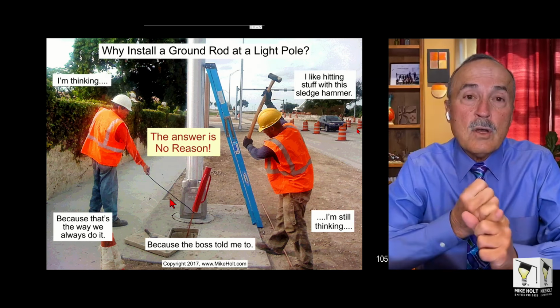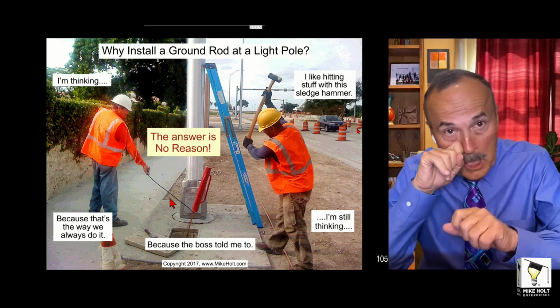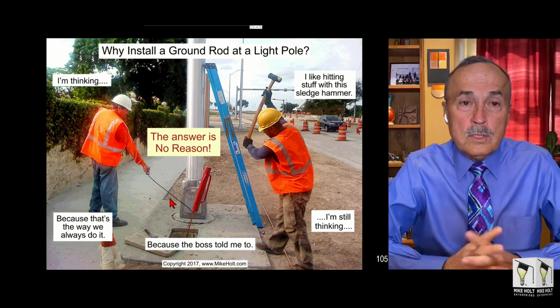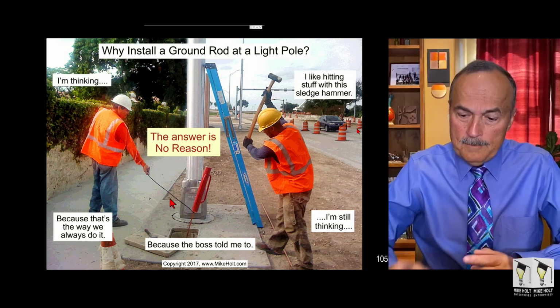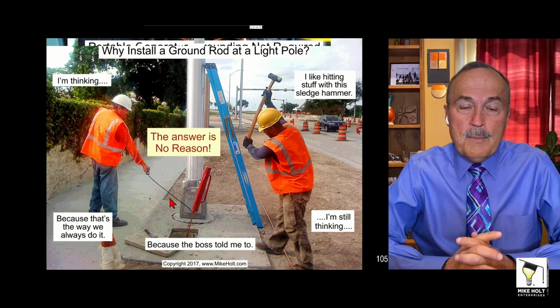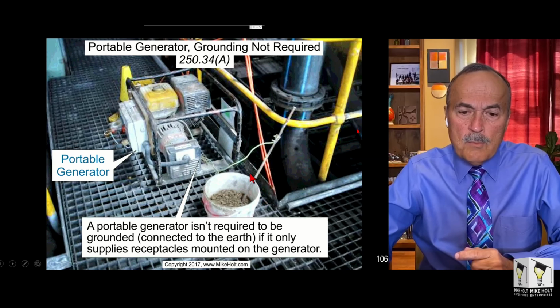So why are they driving ground rods? You know why? Because the spec showed it. An inspector might come out and say, hey, listen, I don't see a ground rod at your pole. So you might even think you should be putting one there because you've been told you've been doing that. No. How about this one here? I think Eric Stromberg gave me this one.